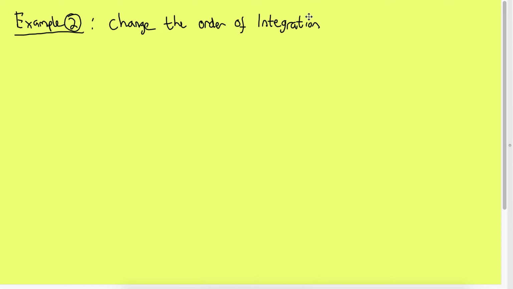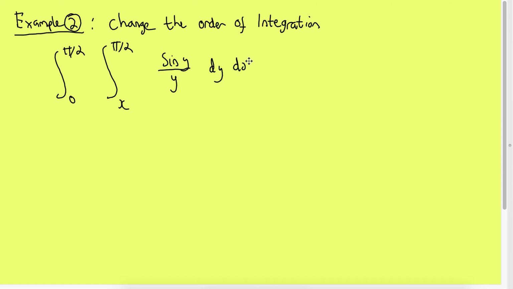Right, change order of integration, and we're going for this example here. So we're going for between 0 and pi by 2 of x and pi by 2 of sine y over y dy dx. Okay, so what it's asking us to do is change the order of integration. So the first thing I'm going to do is, this time y is my external integral. So that means I write y equals here, and y equals here. And then here I'm going to write x equals, because it's my external integral, and x equals.